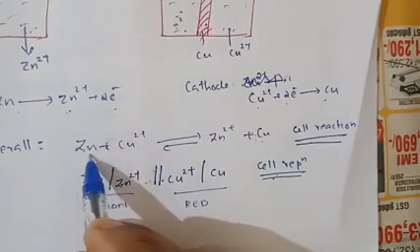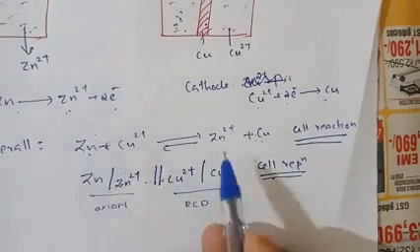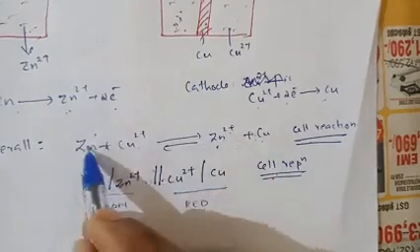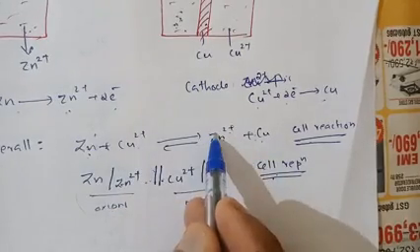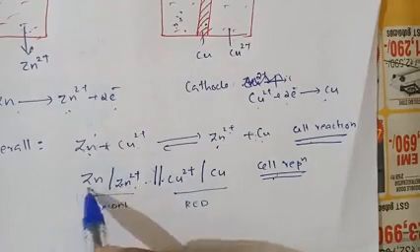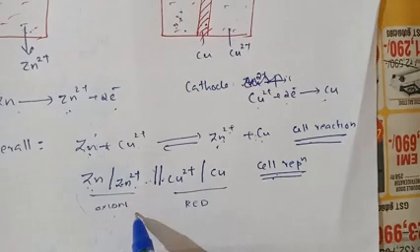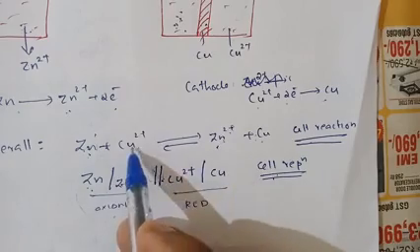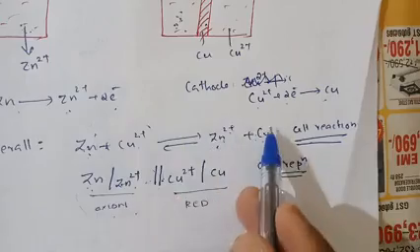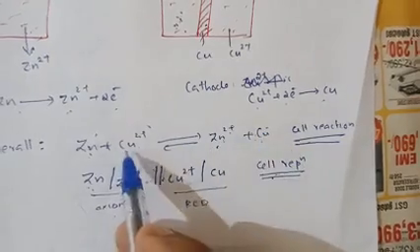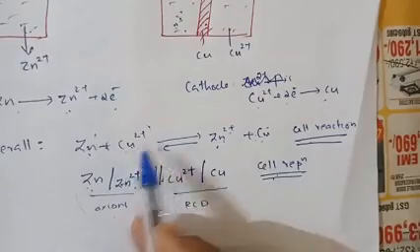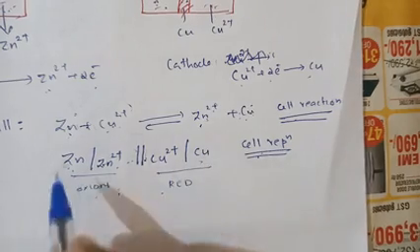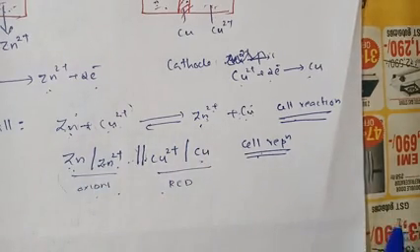Here, Zn, what is the charge? 0. Here Zn, what is the charge? 2+. So 0 converted into 2+, so this is the oxidation part. So Zn bar Zn2+ is represented as the oxidation half. Then represent the salt bridge. Again, which is the reduction part? Here Cu2+, 2+ is converted into 0. So this is the reduction part: Cu2+ into Cu. So Cu2+ bar Cu, the reduction part. This is the overall cell representation.